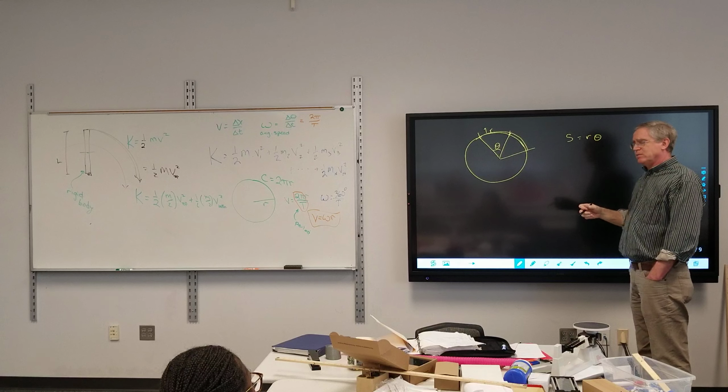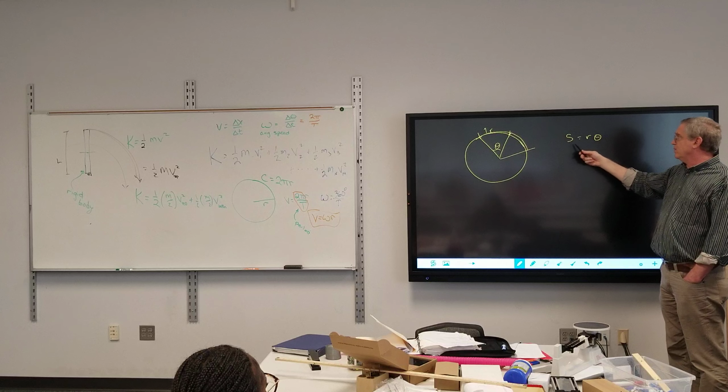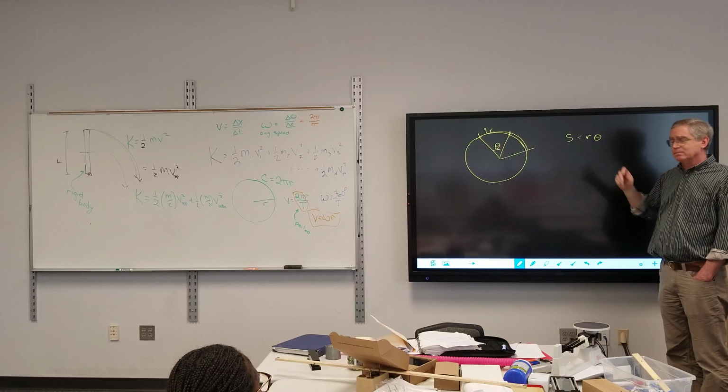This is a relationship I sometimes think of as standing room only, because it kind of looks like SRO, but this is the arc length is equal to the radius times the angle in radians.